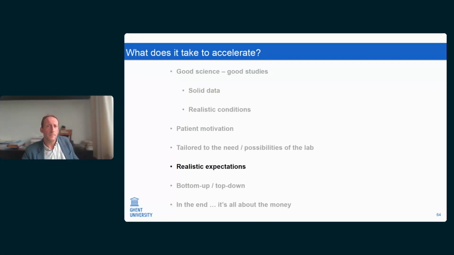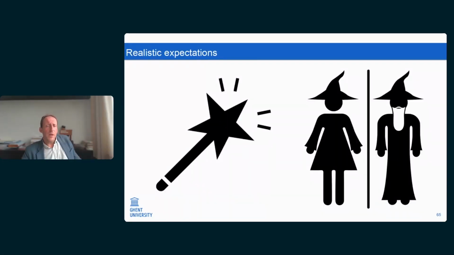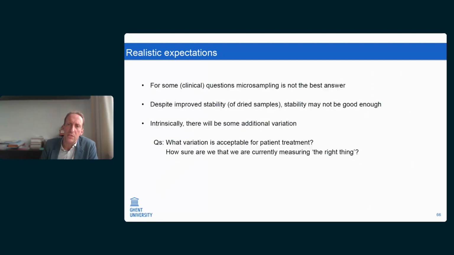In addition, we should have realistic expectations. If you think about microsampling, it's not just magic. We are not the wizards or witches that can all of a sudden make things happen that otherwise aren't possible. We must have realistic expectations. It's not that if something can't work with liquid sampling, dried blood microsamples will by definition provide the right answer. For some clinical questions, microsampling may just not be the best answer.